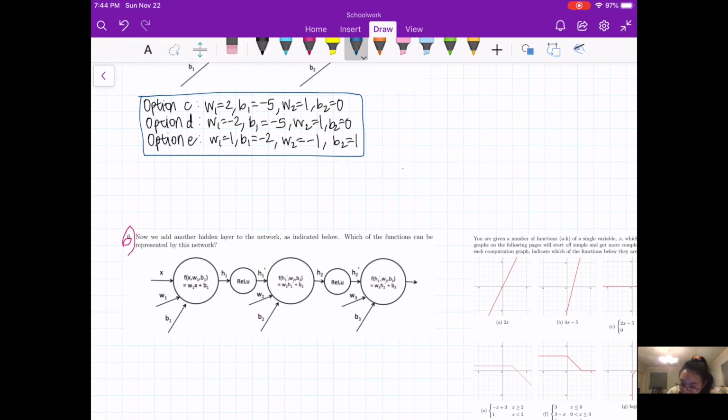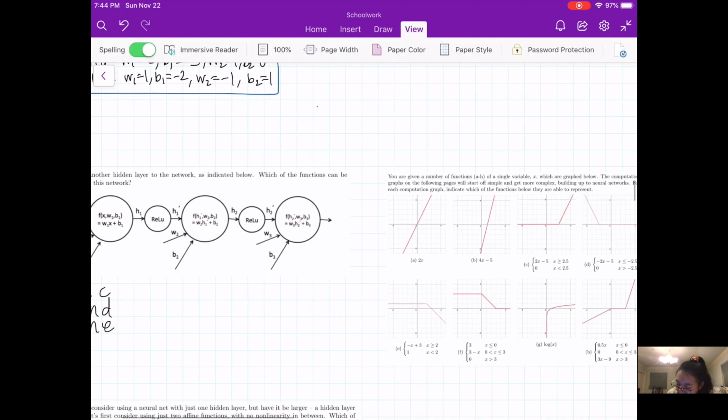So we already know that it can represent option C, option D, and option E. But the question now is whether it can represent anything else, and let's look at our graphs to see.